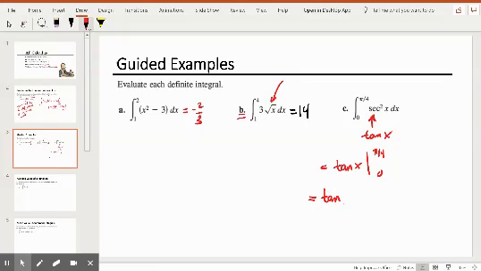Fundamental theorem of calculus says plug in the top bound first, then subtract when you plug in the bottom bound. Tangent of pi over 4 is 1, minus tangent of 0, which is 0. We get an answer of 1.